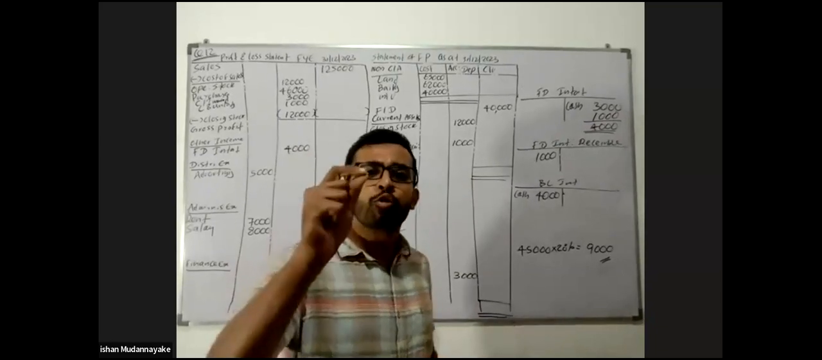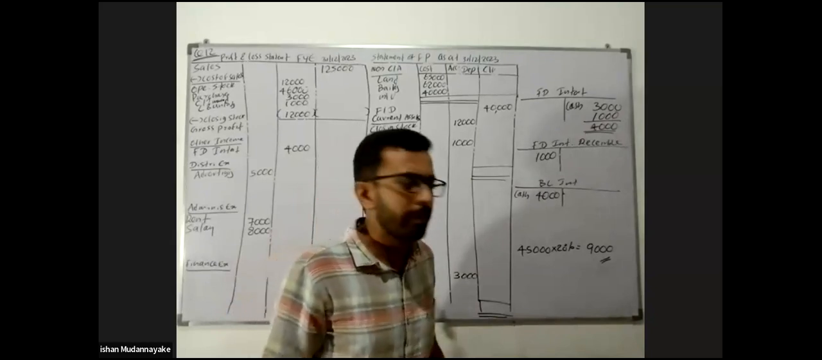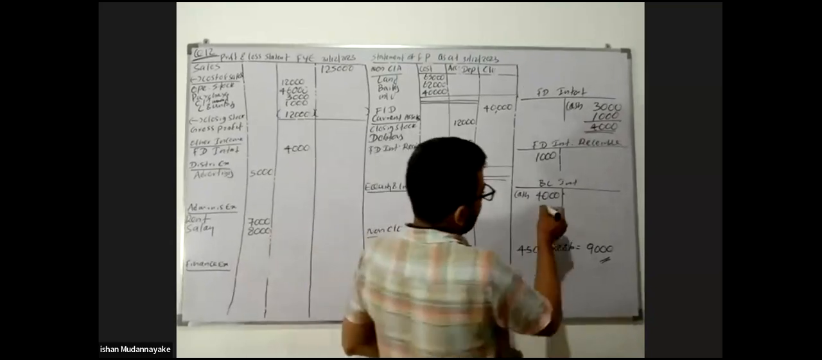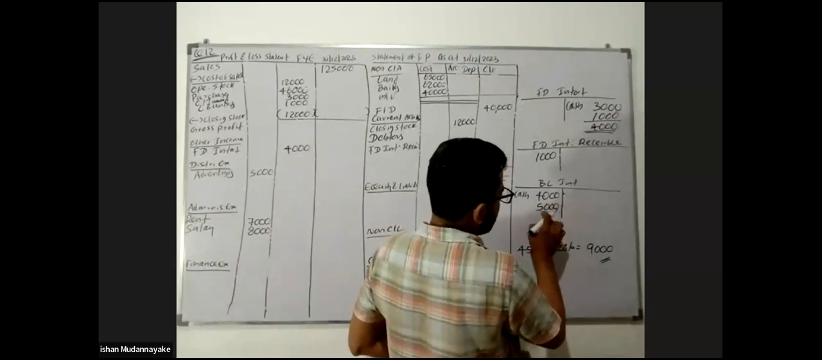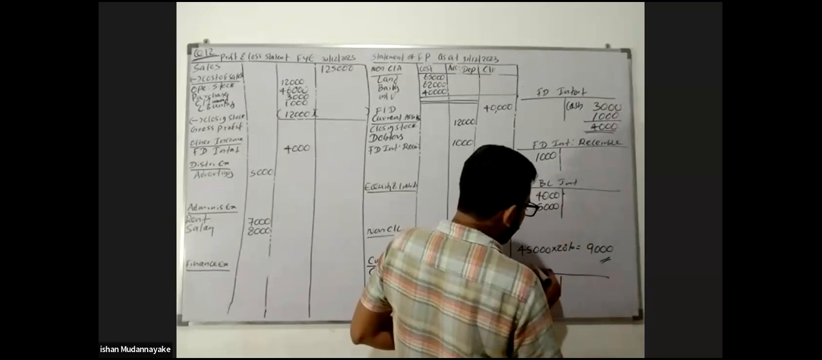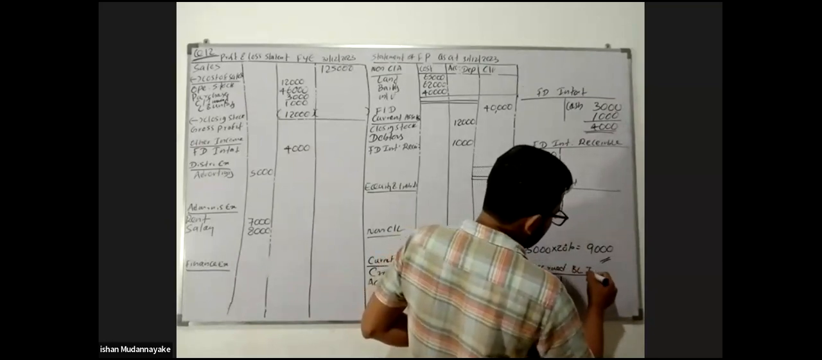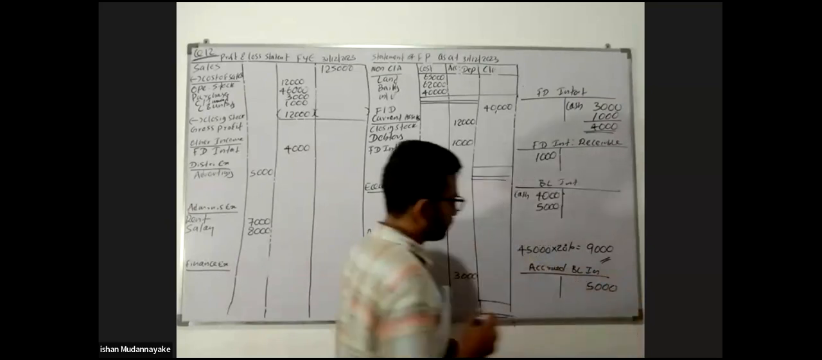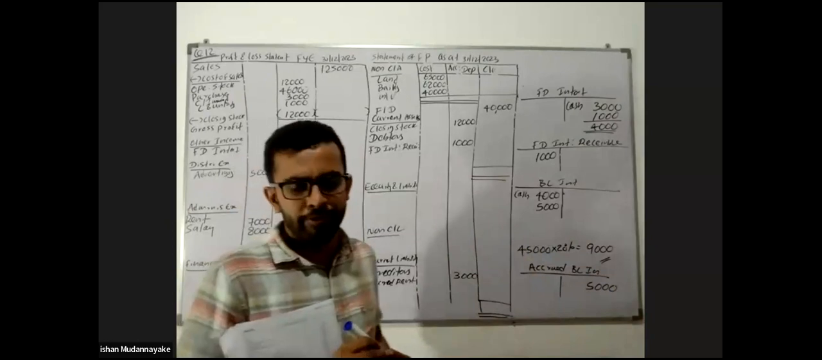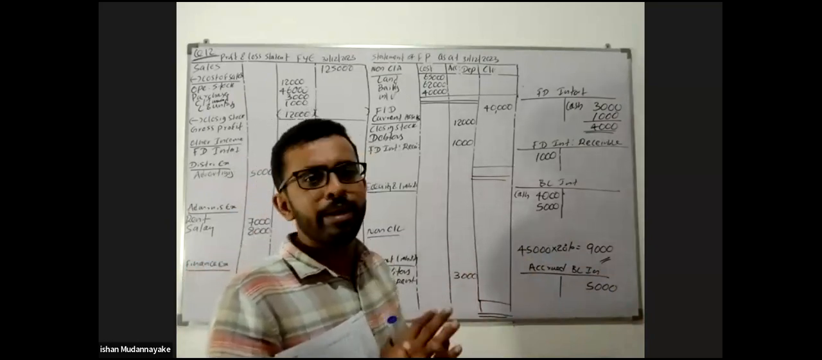Then how to record the double entry for that balance 5,000? Bank loan interest account debit 5,000. Accrued bank loan interest account credit 5,000. That's the double entry for the balance payable bank loan interest.